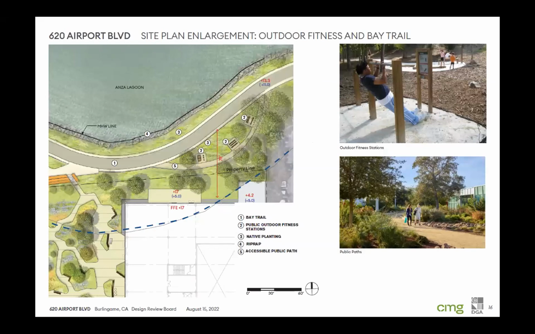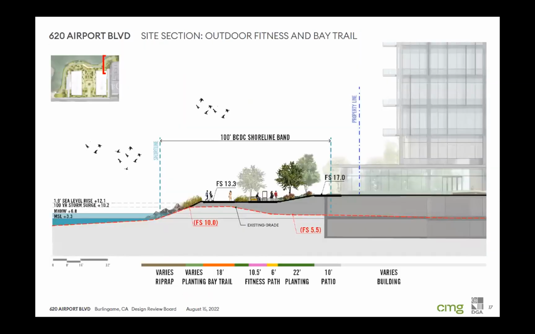And then moving back over to the east side where we've had the secondary path that loops off of the Bay Trail, circulates past several outdoor fitness stations, and then back to the Bay Trail. Again, just a site section through that showing the fitness zone down at the Bay Trail level and this gentle sloping up towards the building.